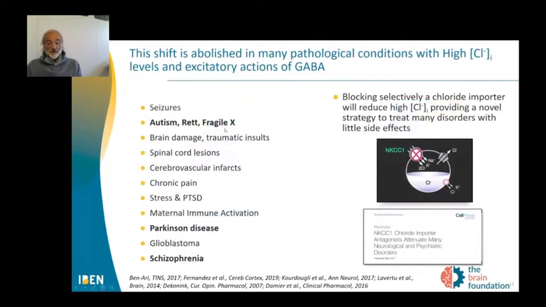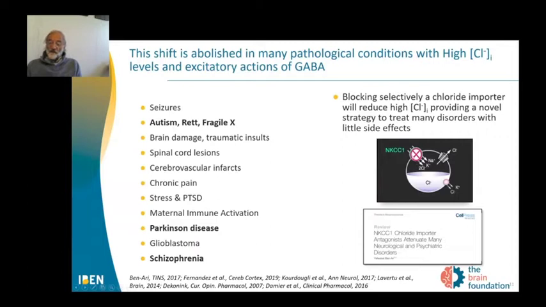Then we and many others discovered that in many brain disorders, this is a partial list: seizures, autism, brain damage, spinal cord lesions, cerebrovascular infarct, schizophrenia, glioblastoma, etc., neurons again have high chloride. It's as if there is a general response of very different pathological conditions to an insult by having this co-transporter work a lot. It's phosphorylated and very active, and therefore chloride is increased inside. This is the case in many, many disorders, as I have described in that review.